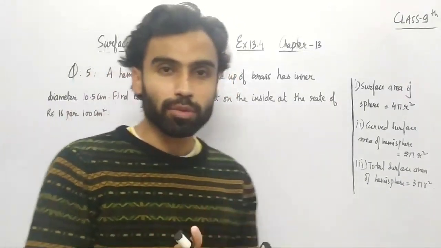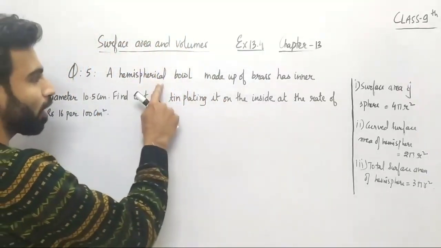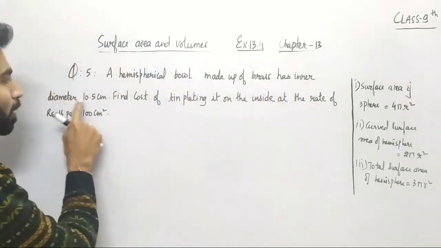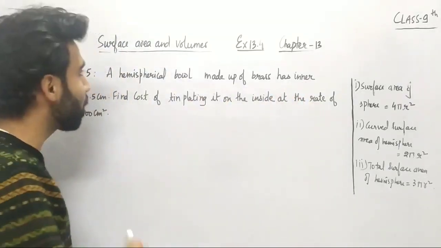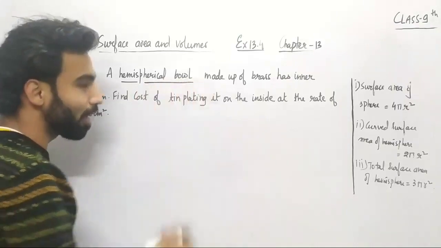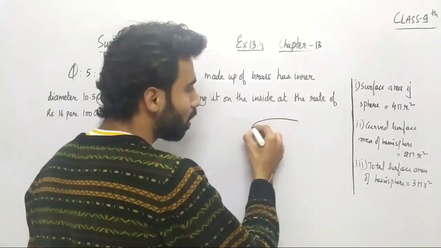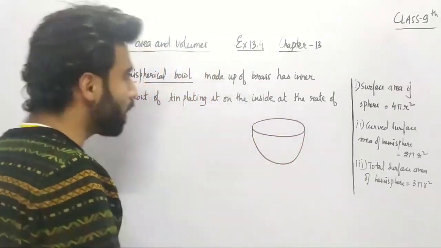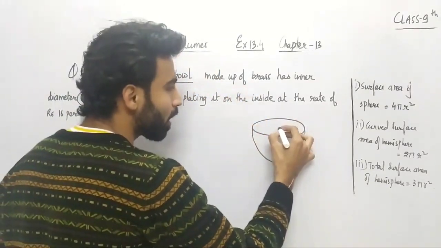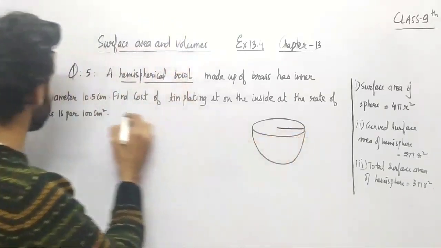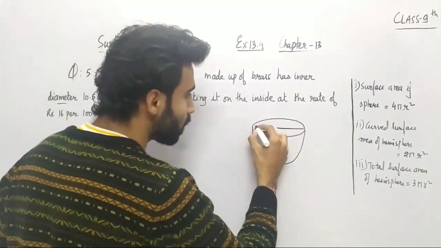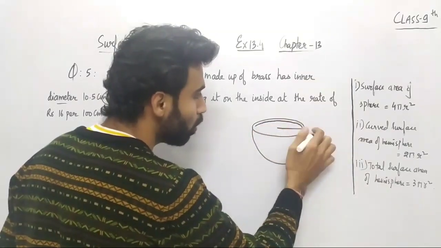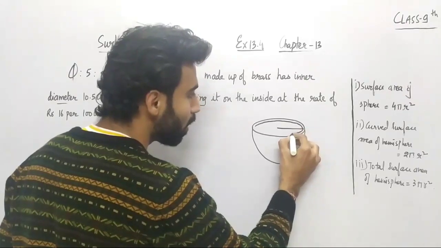Right? Now in this question what is given to us is a hemispherical bowl made up of brass has inner diameter 10.5 centimeter. So here you have a hemispherical bowl given. So let me first make a hemisphere structure like this, right? So this is a hemisphere, right? Now the diameter of this hemisphere, you can see inner diameter is given to us. So here you can see there is some thickness of this bowl also. So that's why it is called the inner diameter, right?